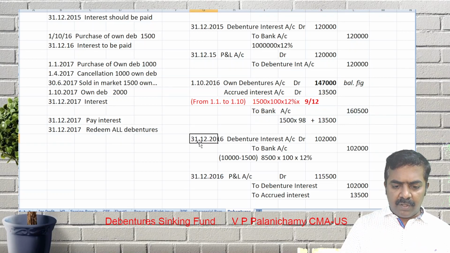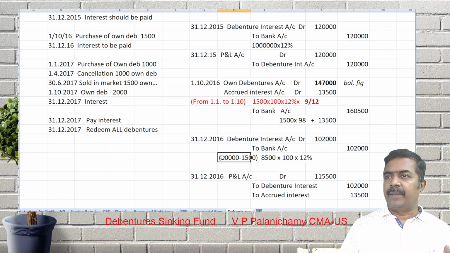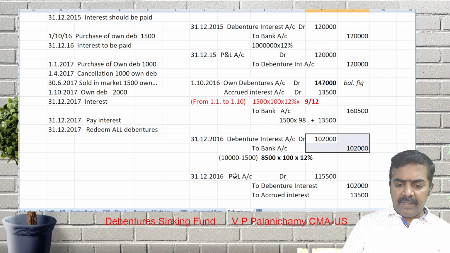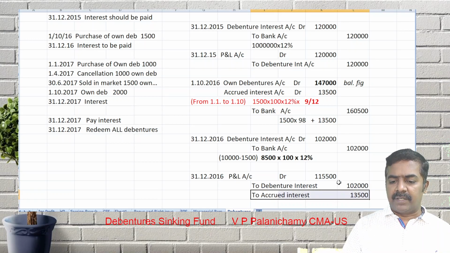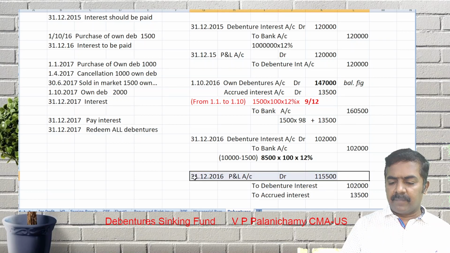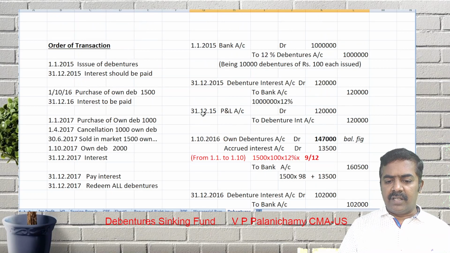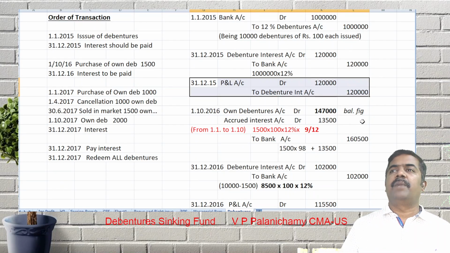Then at the end of the year, we have to pay debenture interest to bank account for debentures held by outsiders. Out of the 10,000, we have bought 1,500 debentures ourselves. How many debentures are outsiders holding? 8,500 debentures into 100 face value, 12%. And we pay interest. P&L account debit, this debenture interest plus accrued interest paid at the time of purchase. What is the interest for this year? 1,15,500. What interest did we record last year? 1,20,000. Very simple.